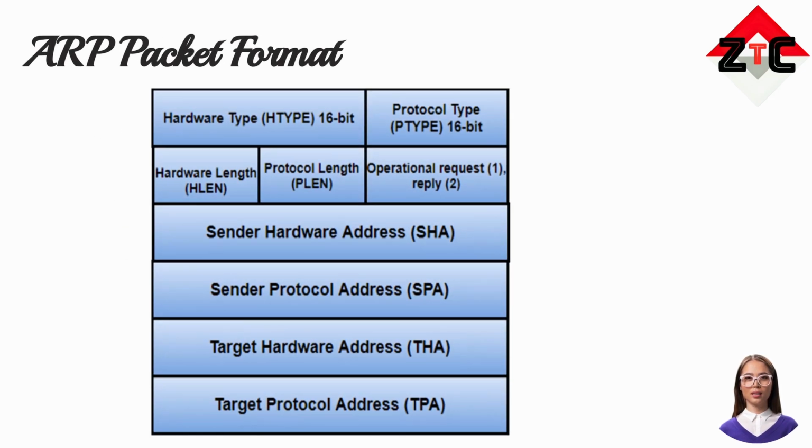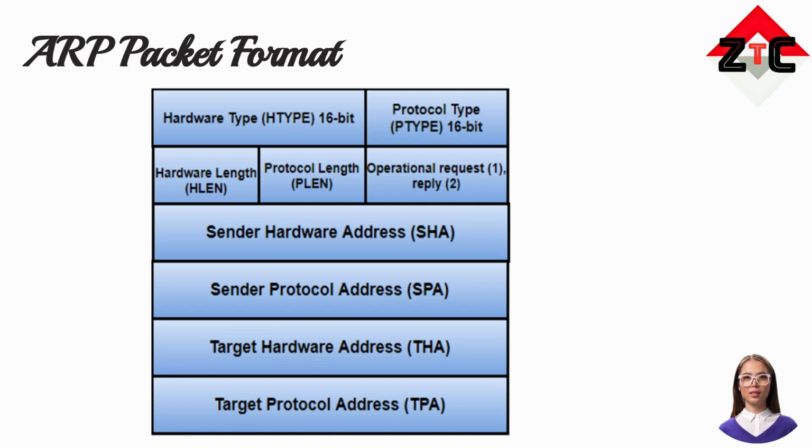ARP packets contain the following fields. Hardware type specifies the type of network hardware being used, e.g., Ethernet. Protocol type indicates the protocol being used, e.g., IPv4. Hardware address length specifies the length of hardware addresses, e.g., MAC address length. Protocol address length indicates the length of protocol addresses, e.g., IPv4 address length. Operation indicates whether it's an ARP request or reply.